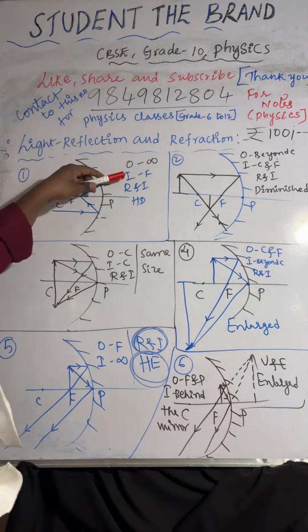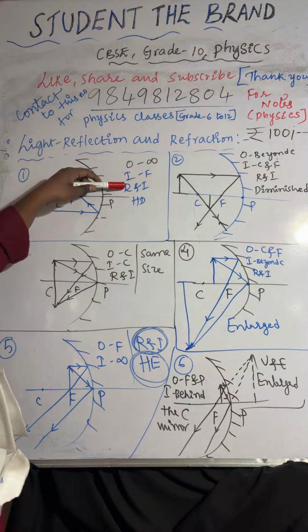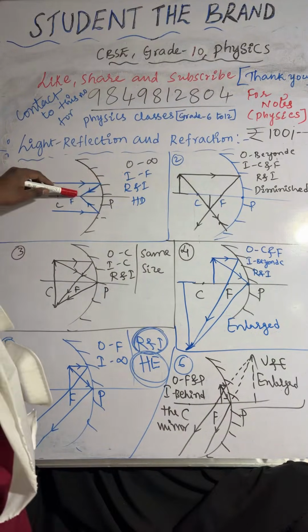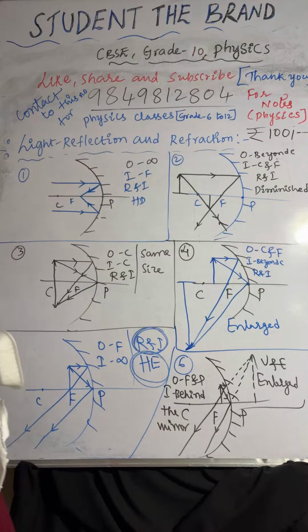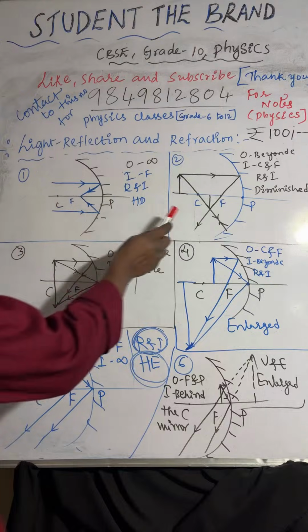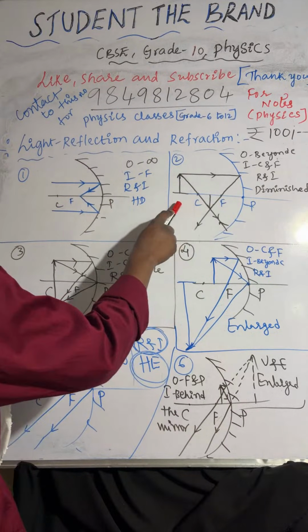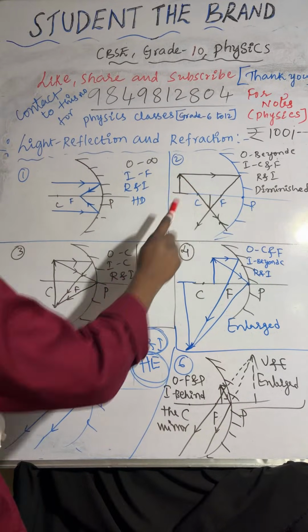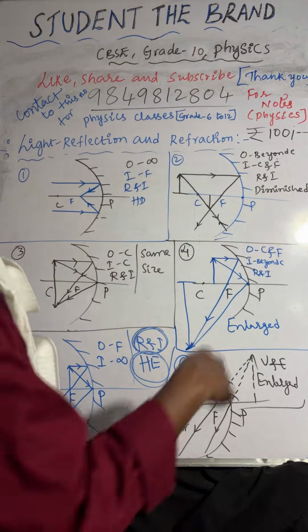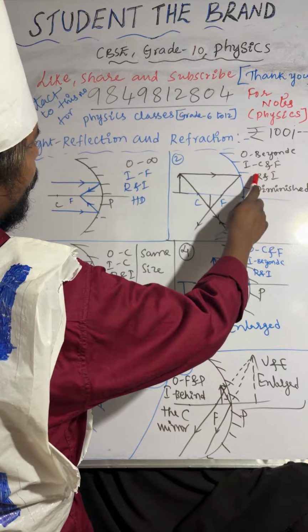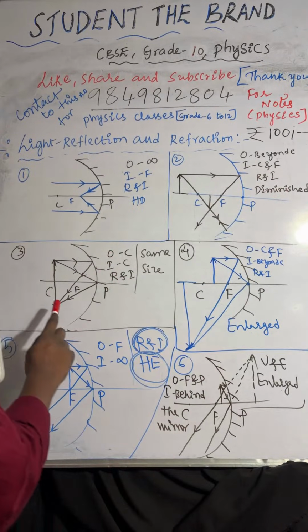Object is placed at infinity. Image is formed at F. Nature of the image is real and inverted. Size of the image is highly diminished. And coming to the second one, object is placed beyond center of curvature. Image will form between C and F. Nature of the image is real and inverted. Size of the image is diminished.